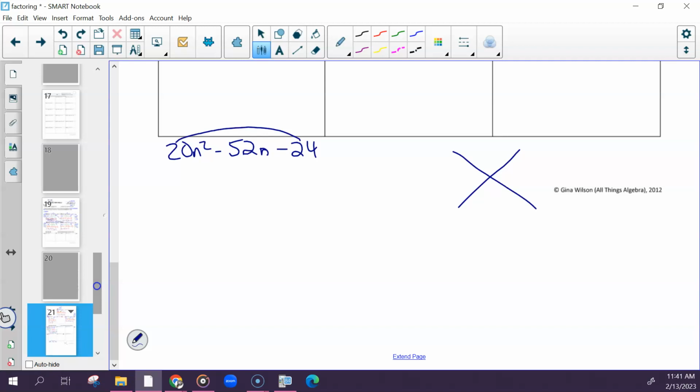What would 20 times negative 24 give us? Use your calculator. So we're looking for two numbers that multiply to be negative 480, but add to be negative 50. This is why I would suggest this, because I don't know the factors of 480, and you'd have to either make a list, start guessing, things like that.